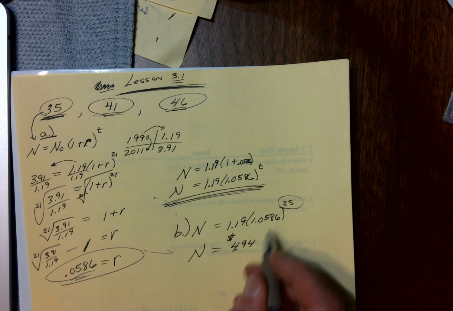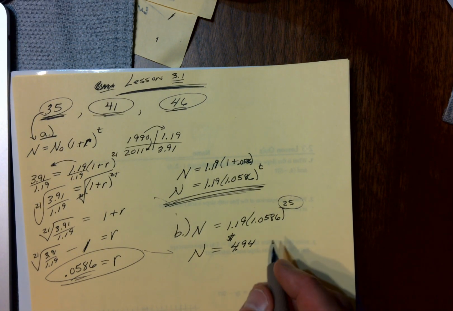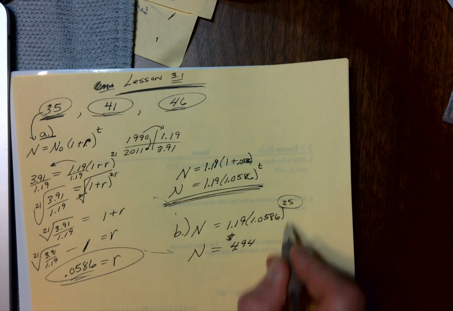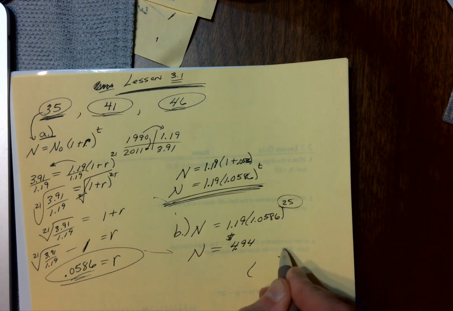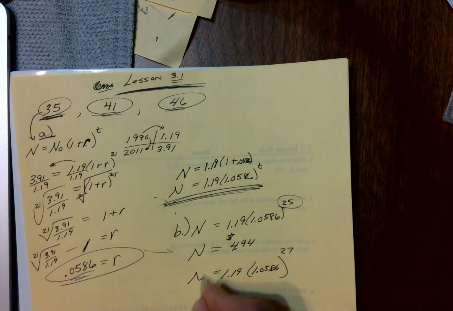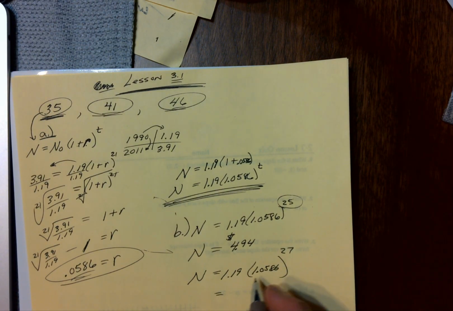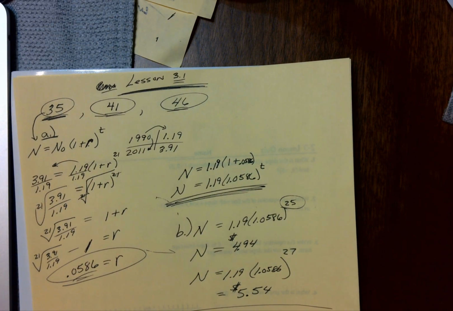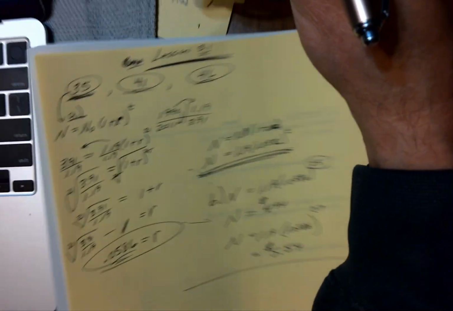Okay, if you did it again for 2017, you'd have to change this to the 27th year, right? So it's 1.19 times 1.0586 to the 27th power, which would give us the cost in the year 2017. Once again, I'm just using my book. My book says $5.54. Okay? And I'm going to keep moving my paper up a little bit so you can see what I'm doing.